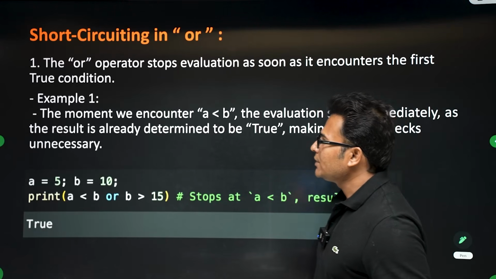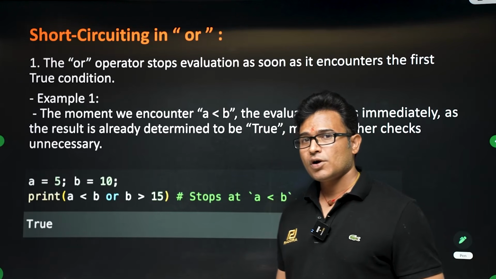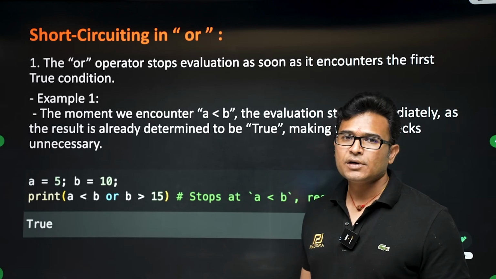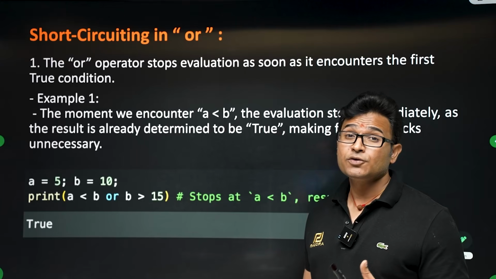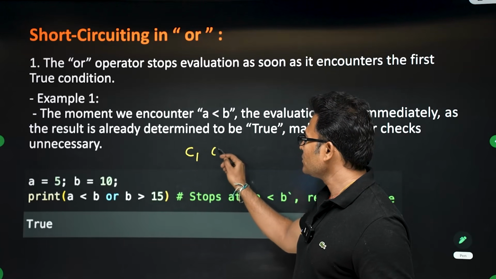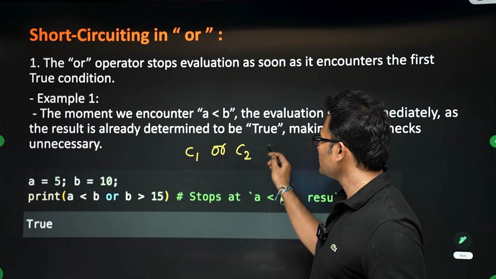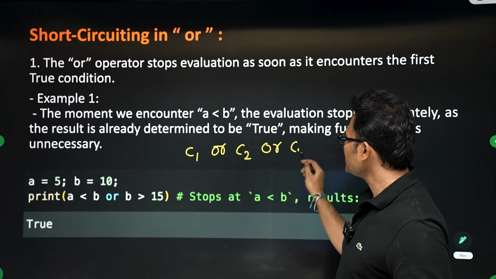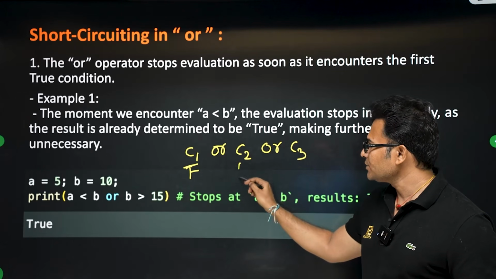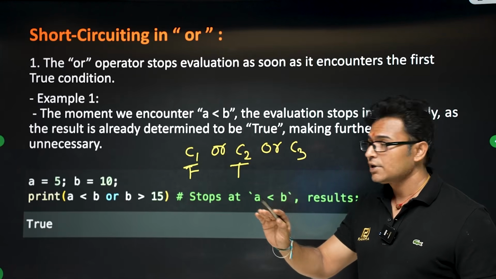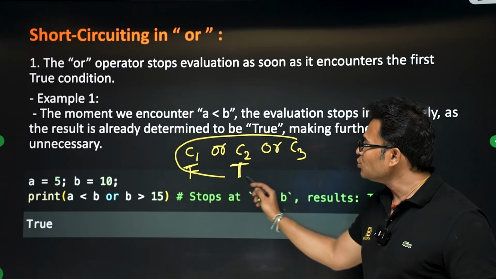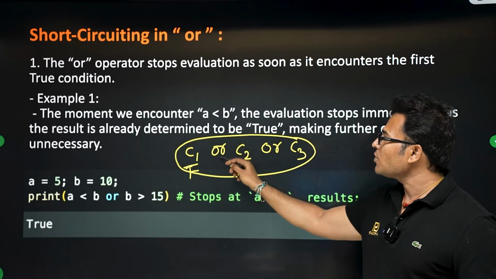Okay, now let us look at short circuiting in OR. In AND, whenever you find a false, you stop there. But in OR, whenever you find a true, you stop there. The reason is, let us say there is a condition, OR, a condition, OR, a condition, something like this. Now, if this is false, we will check this. If this is true, that is sufficient. The entire expression value will turn out to be true because of the ORs.